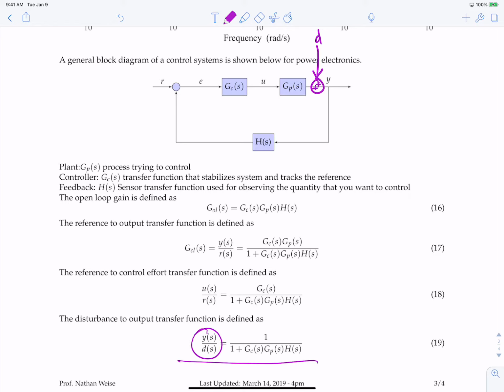Are they well damped? Are they going to ring a lot? So you may want to look at this equation in terms of designing your system poles. It just depends on the objective again. But here's the definition, equation 19, from disturbance to the output. This is generally called the disturbance rejection transfer function.